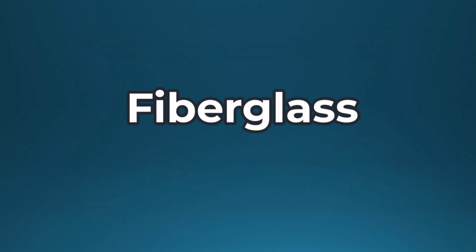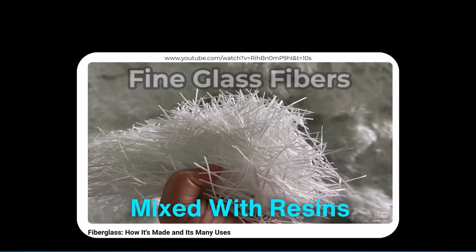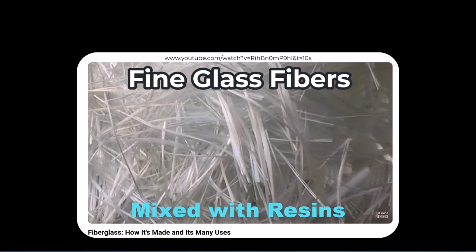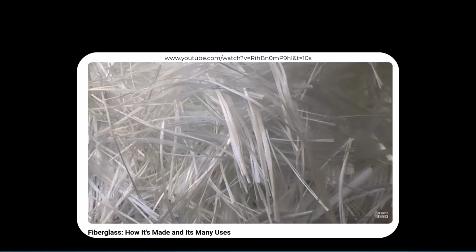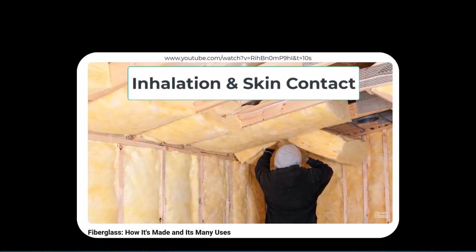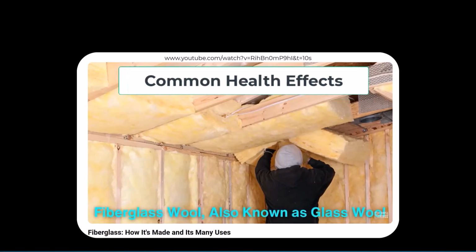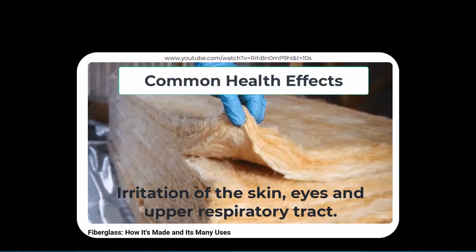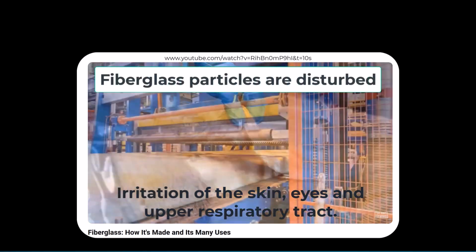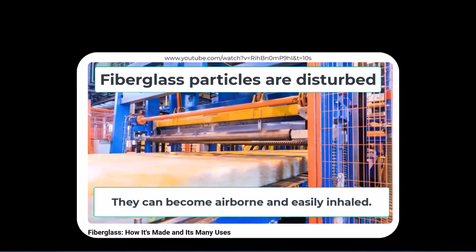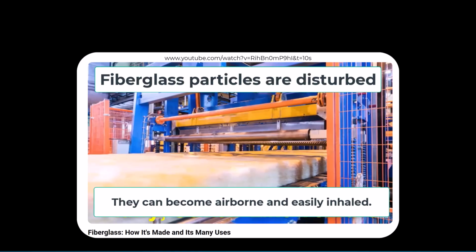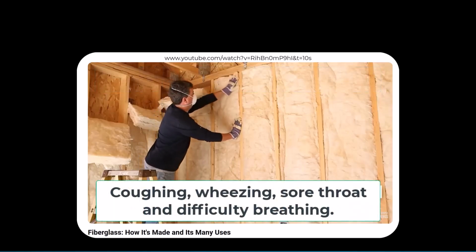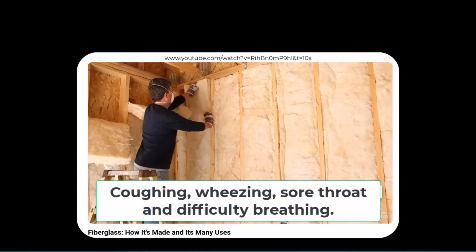The health effects of fiberglass. Fiberglass is a composite material made of fine glass fibers embedded in a resin, and it poses several health risks, primarily through inhalation and skin contact. The most common health effects involve irritation of the skin, eyes, and upper respiratory tract. When fiberglass particles are disturbed, they can become airborne and easily inhaled. These tiny fibers can irritate the lining of the nose, throat, and lungs, leading to coughing, wheezing, sore throat, and difficulty breathing.